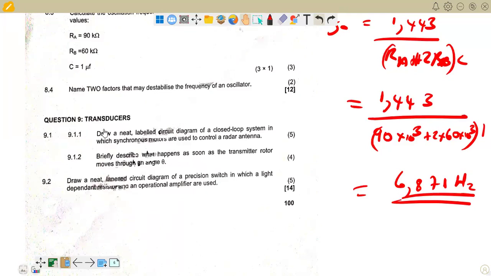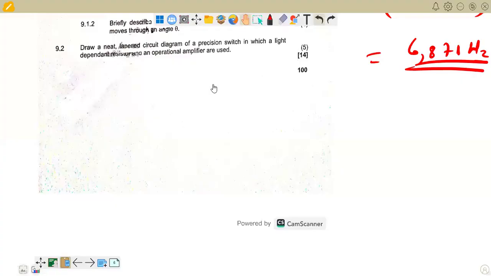And let's go to question number 9. Question number 9 is saying draw a neat labeled circuit diagram of a closed loop system in which synchronous motors are used to control the radar antenna, the radar antenna. Okay, so there we go.